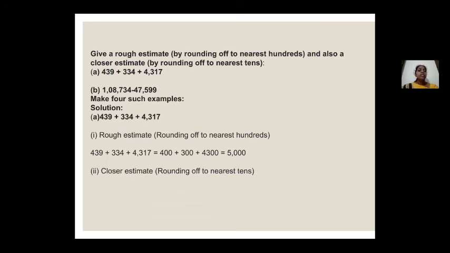Closer estimation means you have to check for nearest tens. See, rounding to nearest tens means which place do you have to check? You have to check the ones place. See, in 439, the ones place is 9. Right, so 9 is greater than 5, so you have to add 1 to the tens place. The tens place 3 is there in 439. 3 plus 1 is 4, so 440 it is. Like that only 334. Here the ones place is 4, 4 is less than 5, so the tens place remains the same, 330. Plus 4317, its estimation value is 4320. All this if you add, you get 5090.